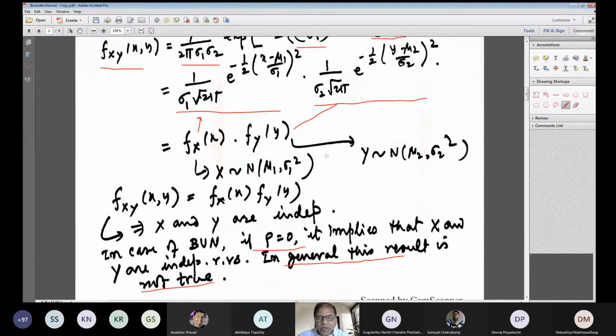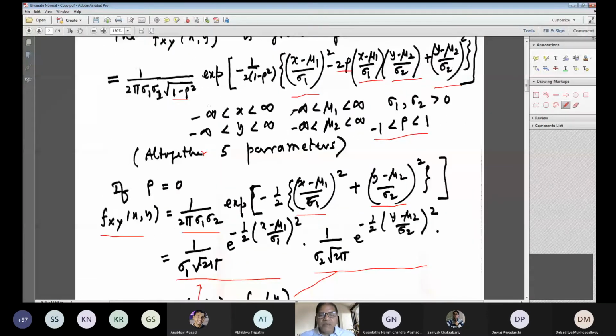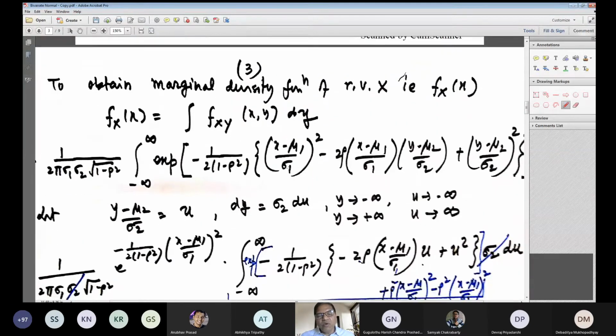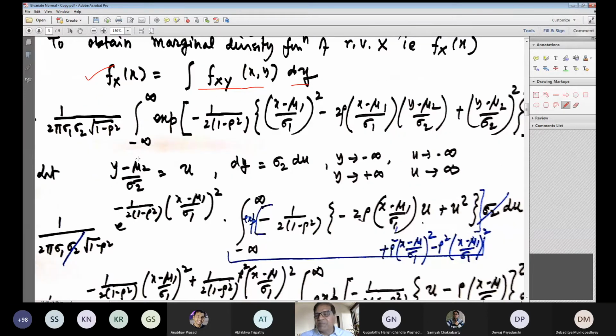Now, the next question arises: how to get the marginal of x and the marginal of y. That means we want to find the density function of random variable x and the density function of y from this given joint density function. So we know the result that if the joint density function f(x,y) is known, then if we integrate with respect to y, we get the marginal of x. So here we are integrating with respect to y. Of course, the derivation is a little lengthy, but I will explain it.